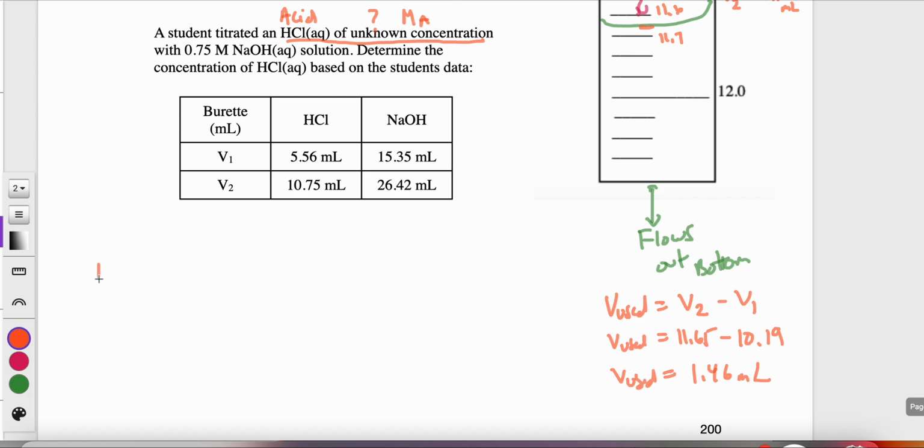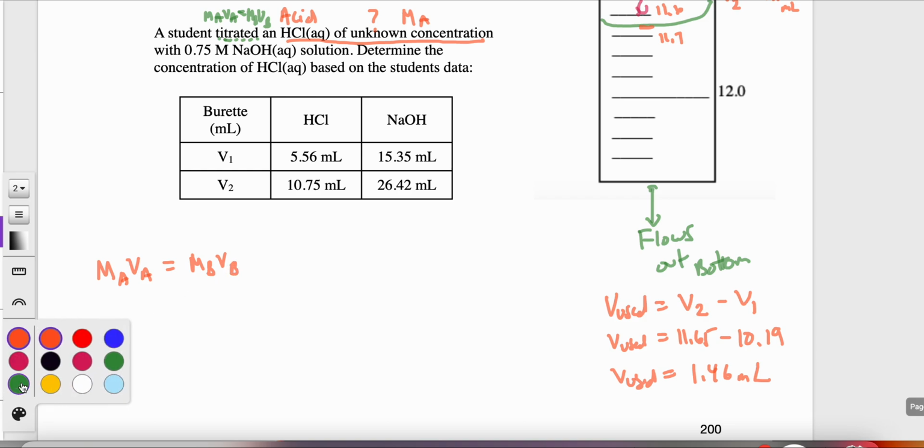As soon as we see something about titration in a problem, we need to think MAVA equals MBVB, right? So right away, I'm going to write down molarity of the acid times the volume of the acid equals the molarity of the base times the volume of the base. And according to what we just read, this is what we are supposed to solve for. Based on the reading and the data given, we know the VA, the MB, and the VB.